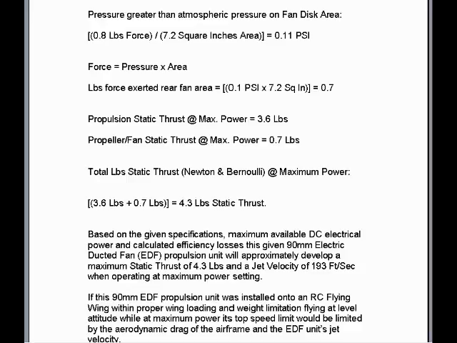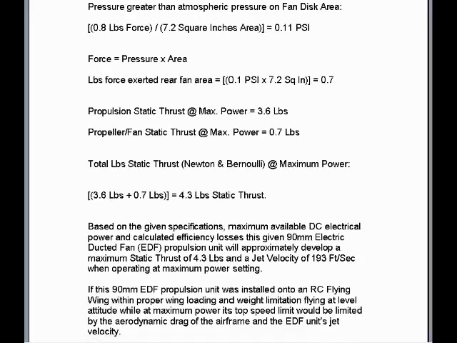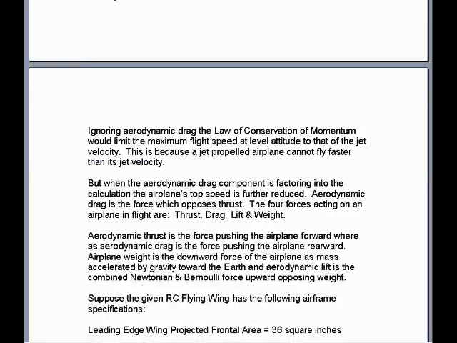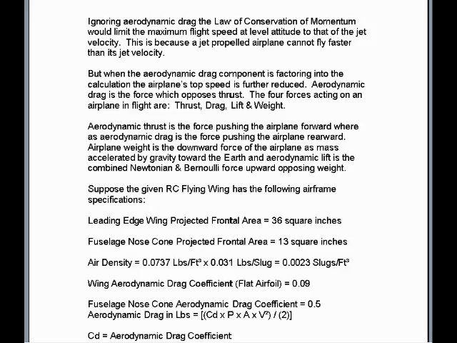If this 90 mm EDF propulsion unit was installed onto an RC flying wing with proper wing loading and weight limitation, flying at level altitude while at maximum power, its top speed would be limited by the aerodynamic drag of the airframe and the EDF unit's jet velocity. Ignoring aerodynamic drag, the law of conservation of momentum would limit the maximum flight speed at level altitude to that of the jet velocity. This is because a jet-propelled airplane cannot fly faster than its jet velocity.